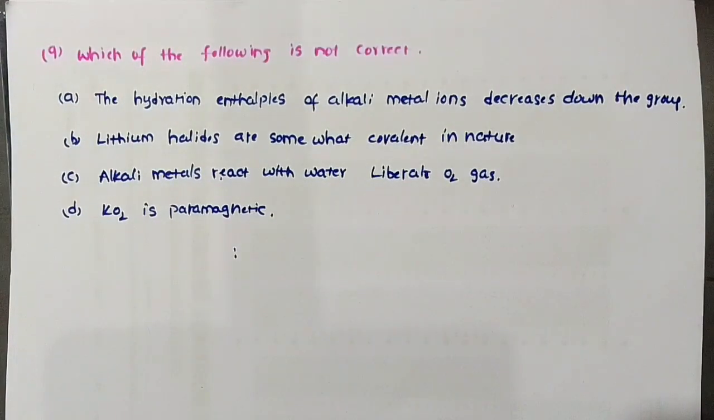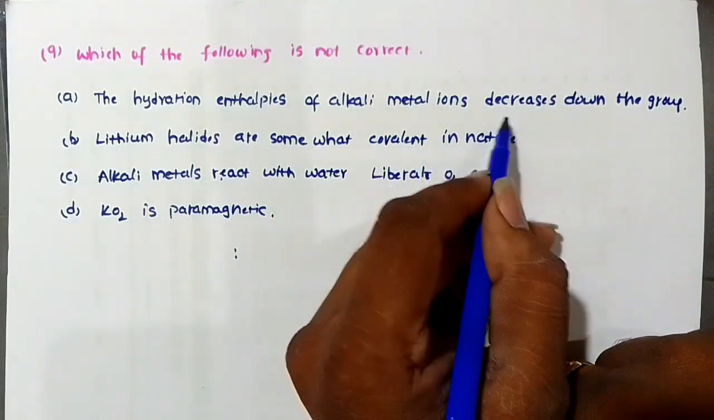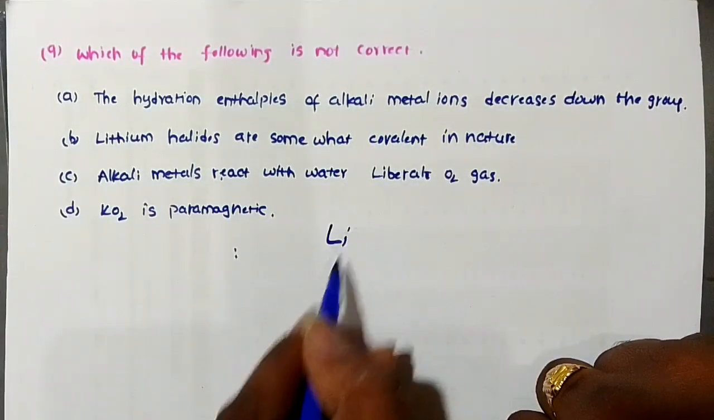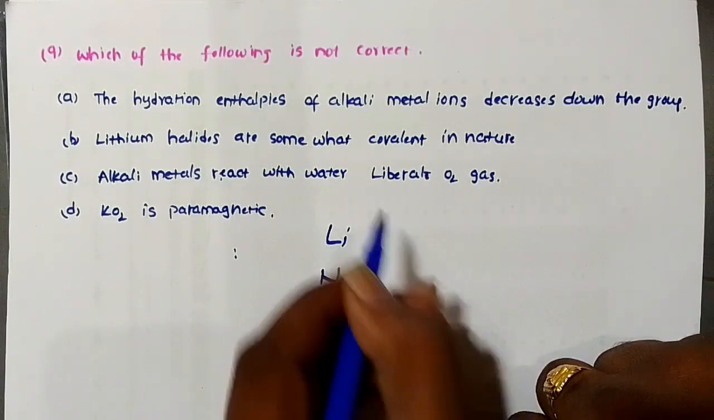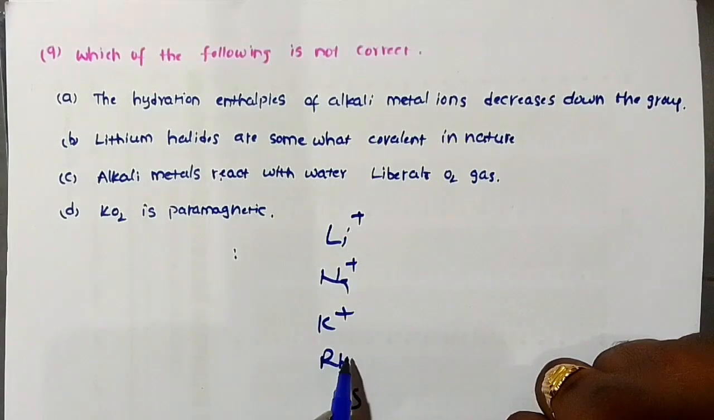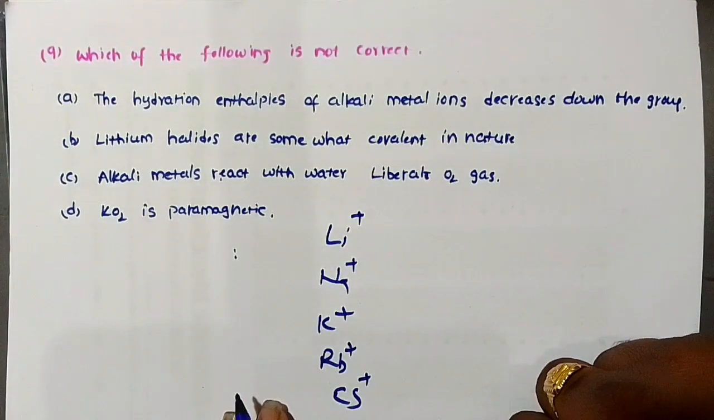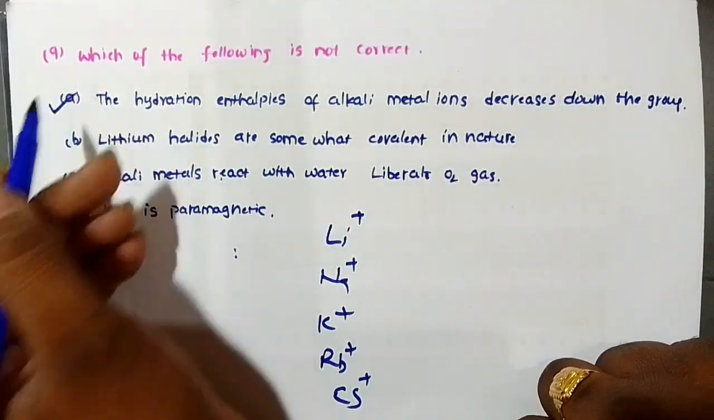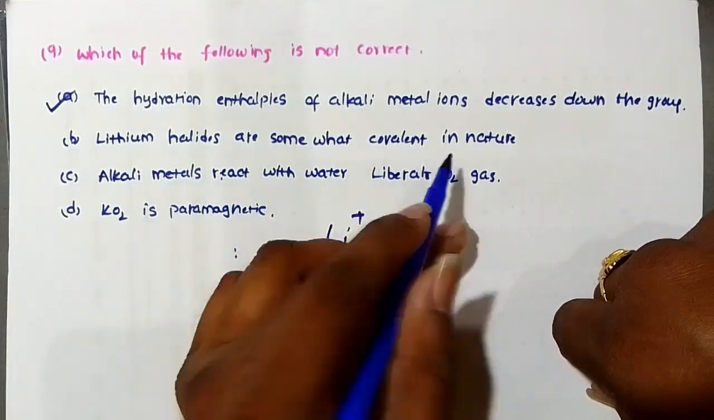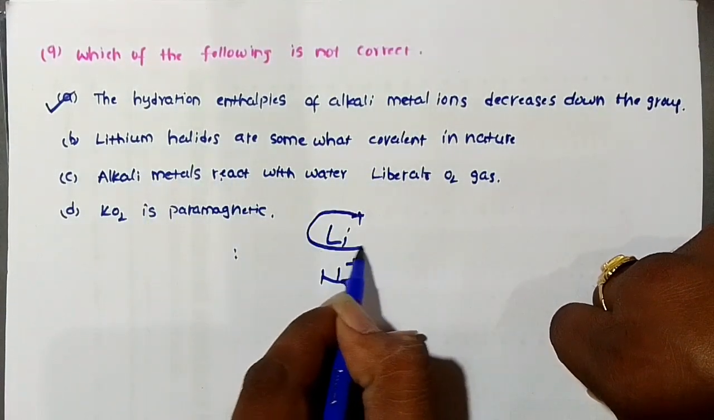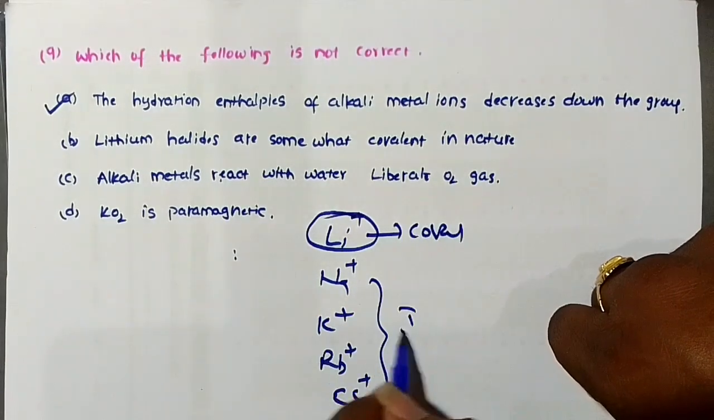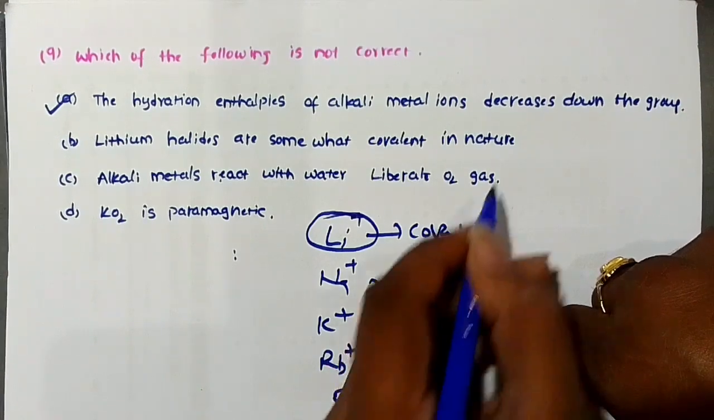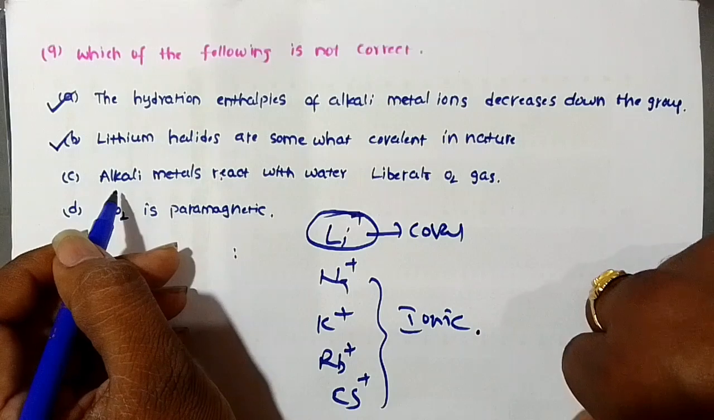Coming to question number 9. Which of the following is not correct? The hydration enthalpies of alkali metal ions decrease down the group. Lithium, sodium, potassium, rubidium, cesium. When we move down, the size of the ions increases, so hydration enthalpies decrease. So the first one is right. Lithium halides are somewhat covalent in nature, because lithium always shows anomalous properties. The remaining are all ionic. The second one is right.